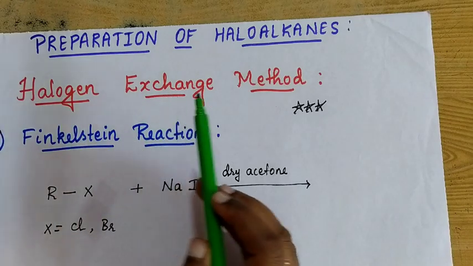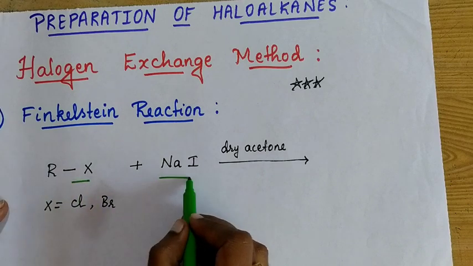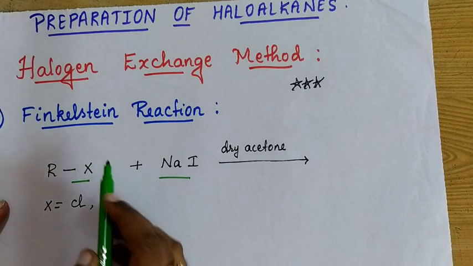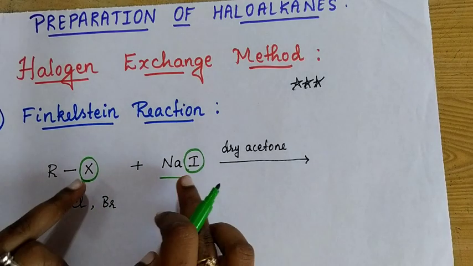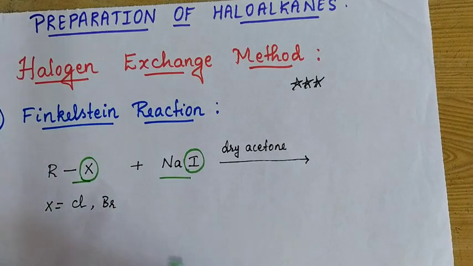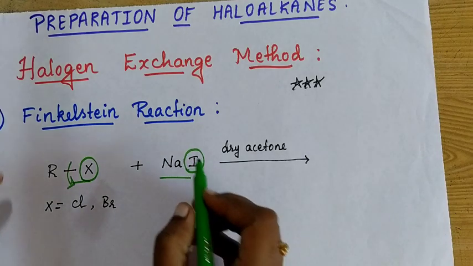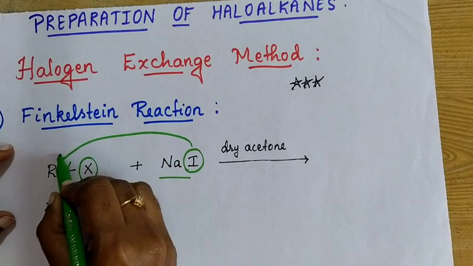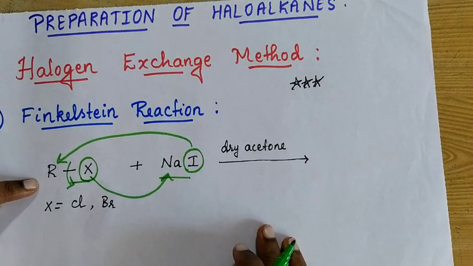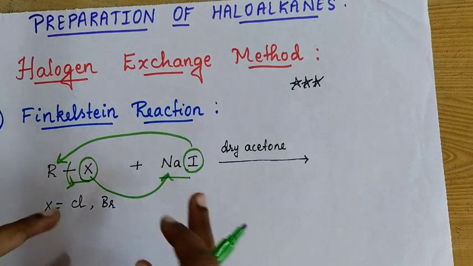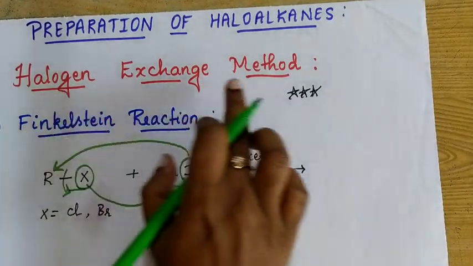As the method's name itself says, halogen exchange is going to take place. How will halogen exchange take place? We have two reactants here. In both reactants, there is a halogen. Here X is the halogen and here I is the halogen. So the halogens are going to exchange between the reactants. The bond between R and X will break, and the bond between sodium and iodine will break. The iodine will bond with the alkyl group, and X will bond with sodium. So halogen exchange has taken place between these two reactants. That is why the method is known as the halogen exchange method.